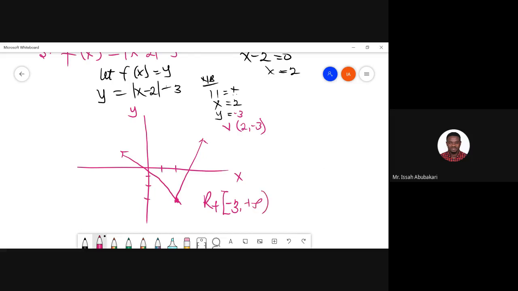Someone might ask, why is it that we have -3 here and we have +2 here? But we wrote the range to be only -3. The range, as I said, we have this one to be the domain. And domain is the same as what? The x values.